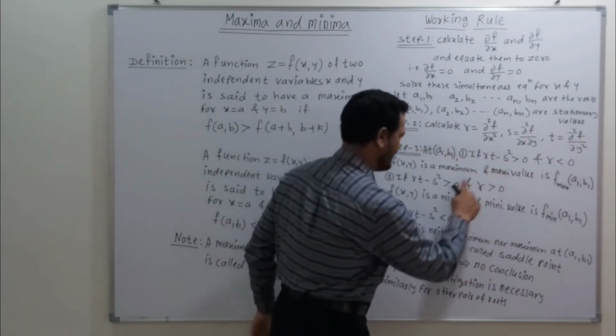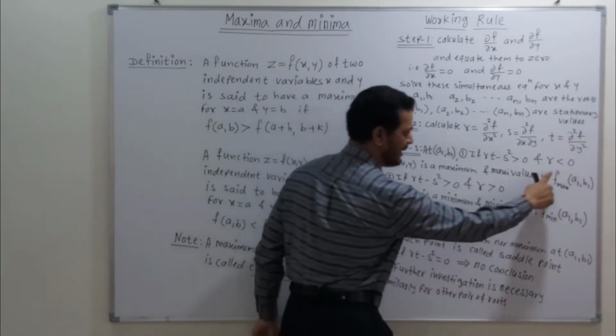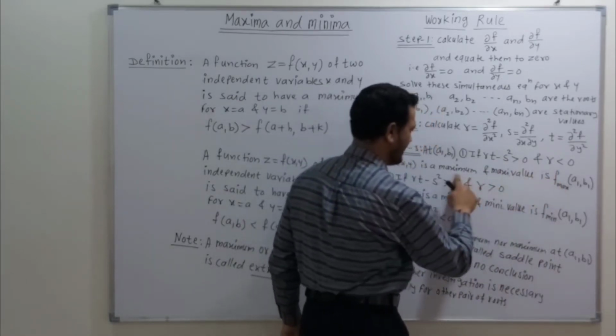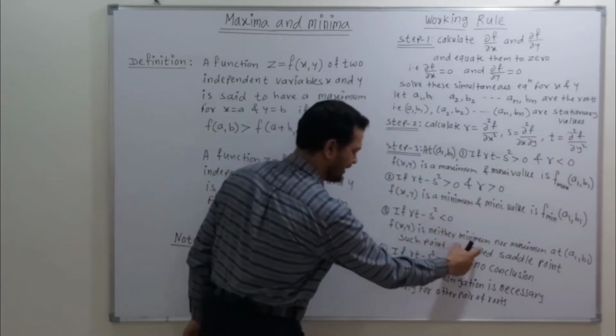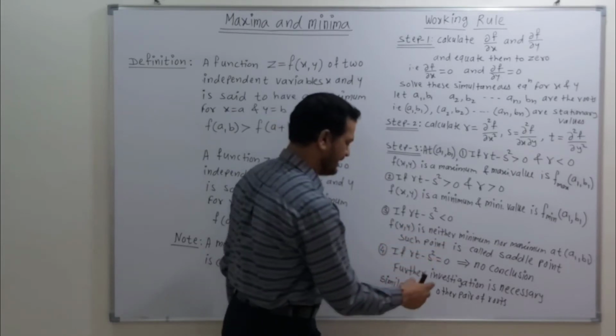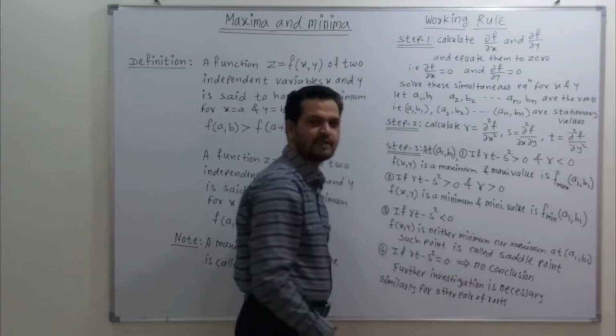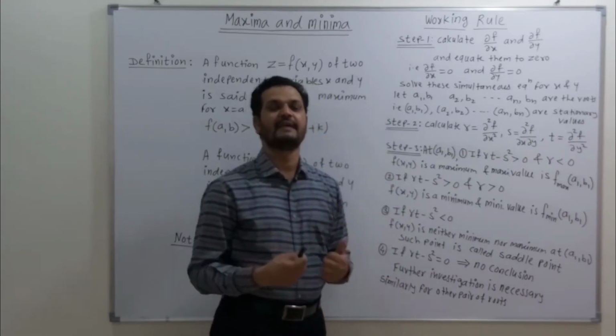If rt minus s square is greater than 0, then the function is either maximum or minimum depending on r. If r is less than 0, maximum. If r is greater than 0, minimum. If this is negative, then it is neither maximum nor minimum, that means a saddle point, and if this is exactly equal to 0, that means no conclusion. So this is all about the working rule for solving the example.